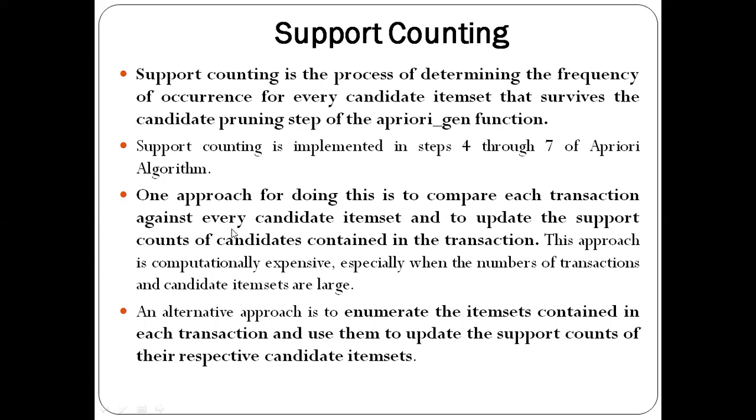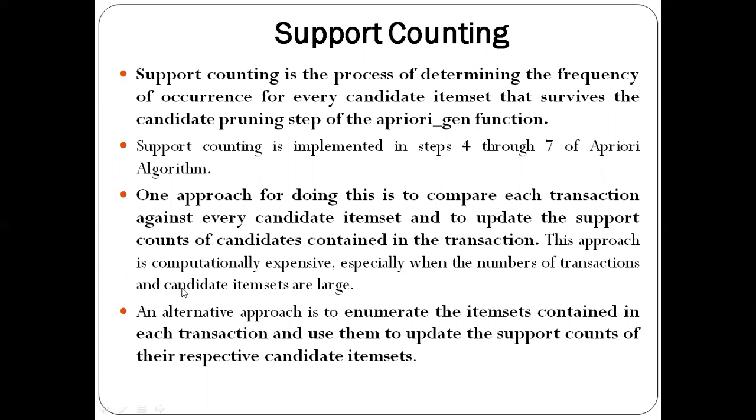Computationally, it is very expensive, because if there are a large number of transactions and a large number of candidate item sets, the calculation of support counts will be very expensive. In order to reduce this expense, there is one more approach, which is enumeration of the item sets that are present in each transaction. We list all the item sets present in the transaction, and then find the support count.